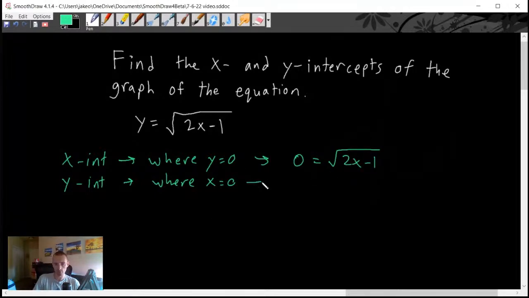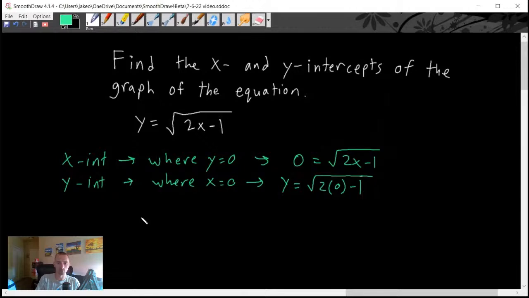And then similarly, if we go to our equation and replace our x's with 0 and then solve for y, that should tell us where our y-intercepts are. In this case we just have one x right here. Replace it with 0, we get y equals the square root of 2 times 0 minus 1. And if we solve that equation for y, that should tell us our y-intercept. So basically we can break this down into these two equations that we need to solve for either x or y to find our x or y intercepts.